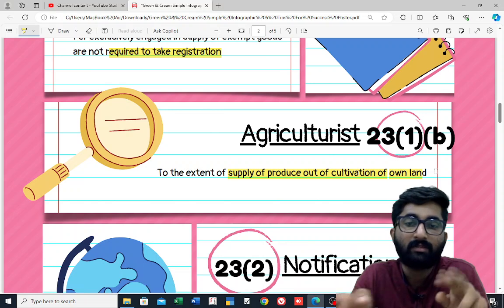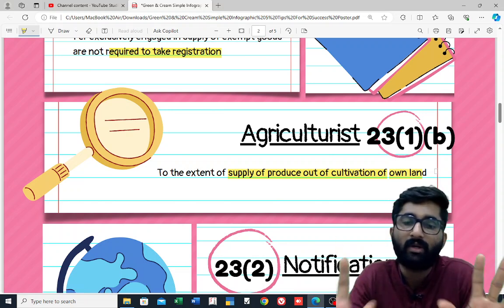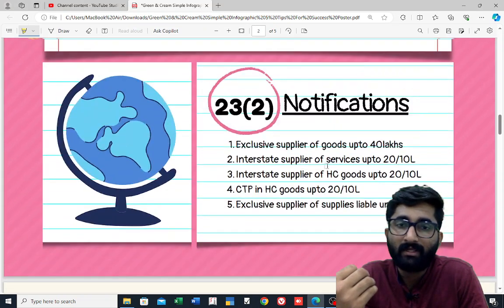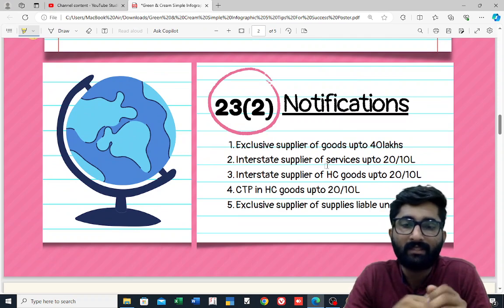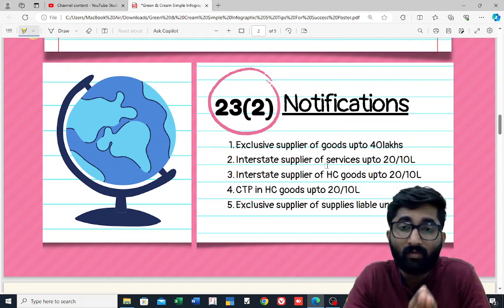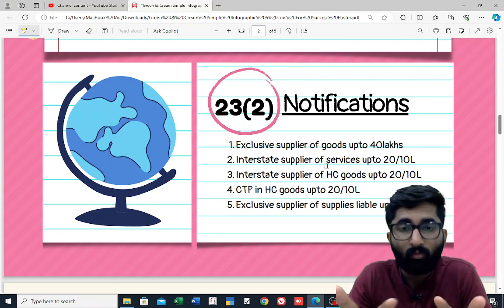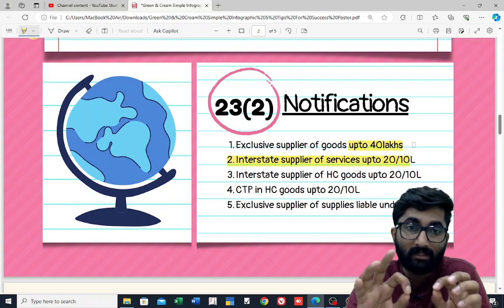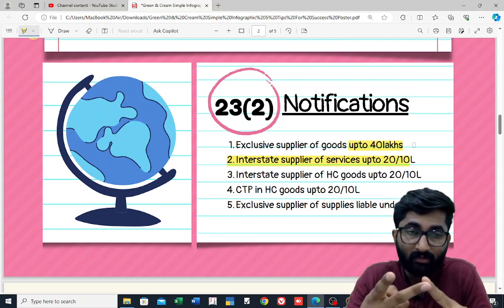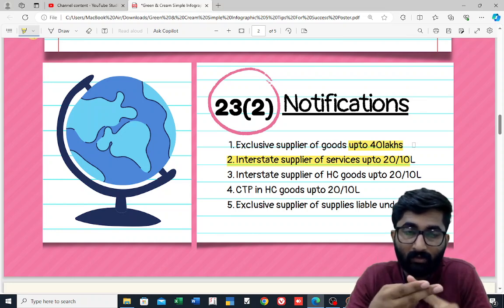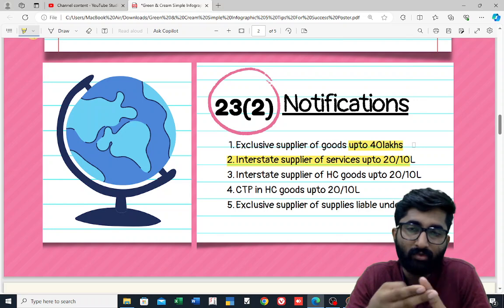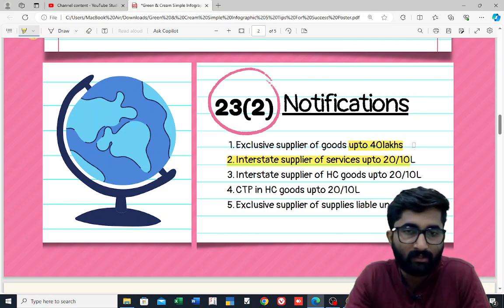Sir, I am an agriculturist plus I am doing some business also. Then you are required to register provided your turnover exceeds the specified limit. Next one, section 23 subsection 2, which talks about various exemption notifications. You are not required to get registered if you are exclusive supplier of goods up to 40 lakhs. You remember this? In all the states except Manipur, Mizoram, Tripura and Nagaland, and Telangana, Uttarakhand. You should not be a supplier in those states, and if you are exclusive supplier of goods, then up to 40 lakhs you are not required to take the registration.